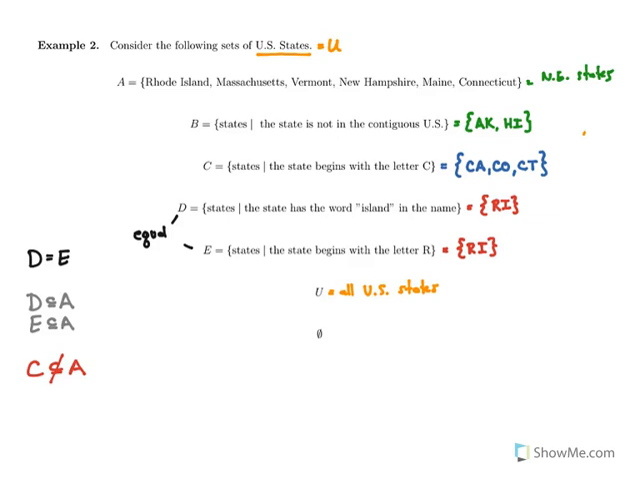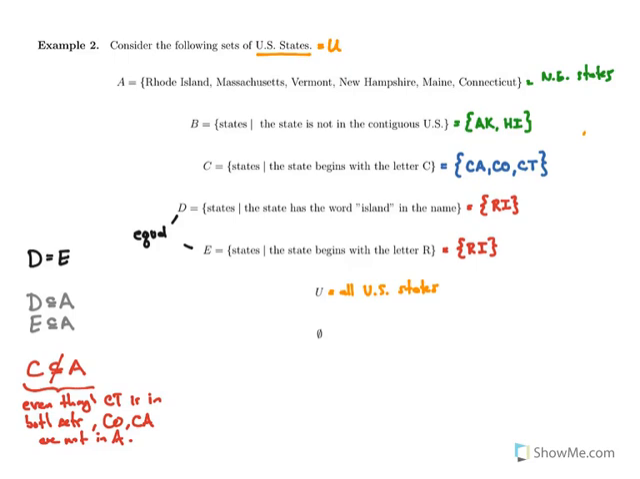So the reason that's true is because even though Connecticut is in both sets, Colorado and California are not in A. So therefore, it's not a subset. Only one thing agrees.